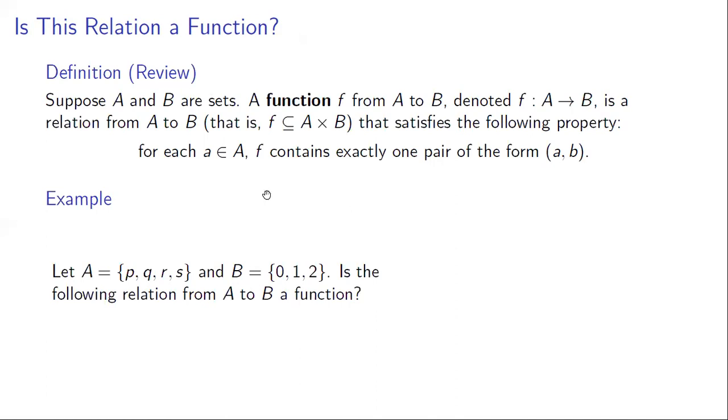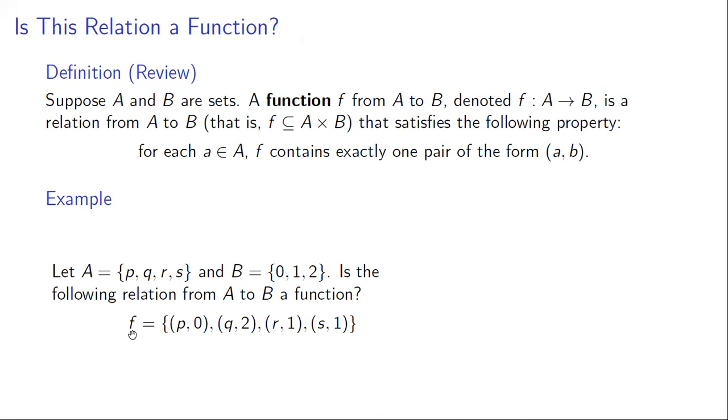So let's say we have the set A, which contains P, Q, R, and S, and the set B, which contains 0, 1, and 2. And now I'm going to show you a relation from A to B. It's definitely a relation, no question about it. It's going to be a relation from A to B. The question will be whether that relation is a function.